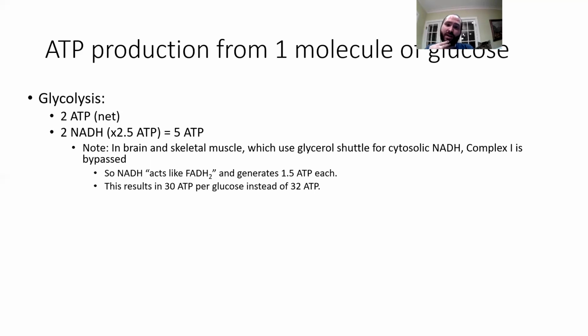So depending on the tissue type, and therefore depending on whether it uses the malate shuttle, which is no net loss or gain of NADH, you get 32. But if you use the glycerol shuttle, you would get 30 because your NADH are therefore acting like FADH2. Does that make sense?